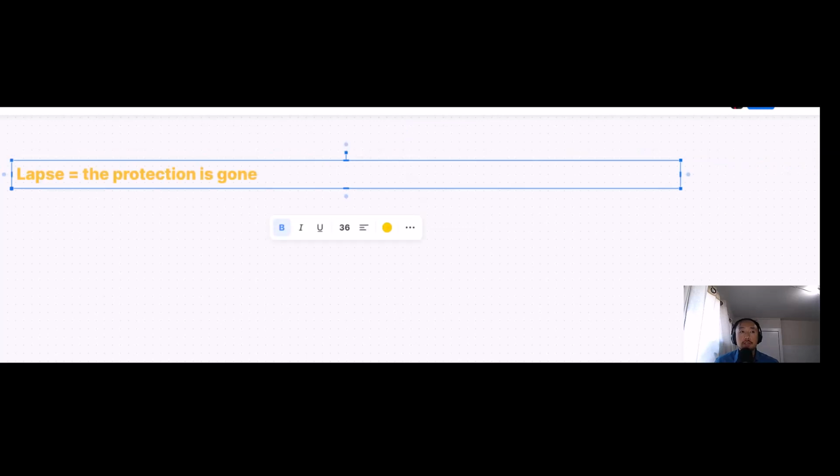And the next definition is what we call the word lapse. A lapse just simply means that the protection is gone. This happens when the owner of the program doesn't pay their cost of insurance, or their cash value can't pay for their cost of insurance in a permanent life insurance program.